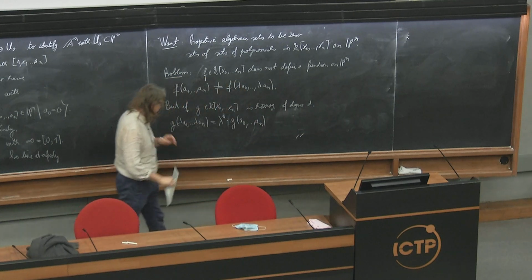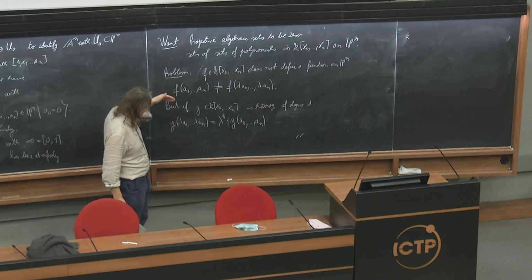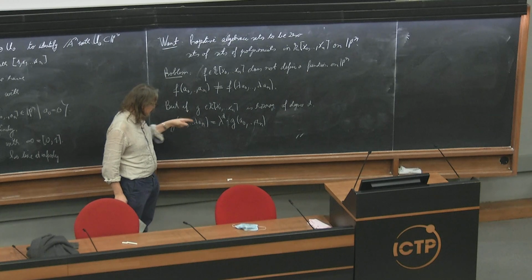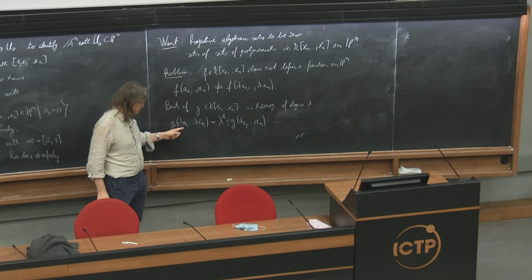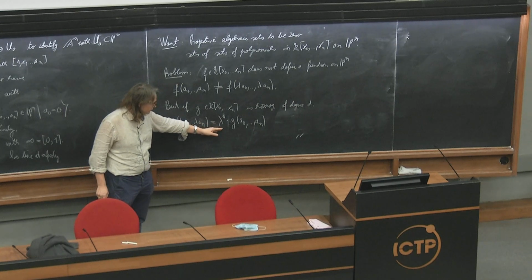If you take any monomial of G, which has degree D, and put lambda A0 until lambda AN into it, then this is lambda to the D times the same monomial with A0 to AN put into it. This is true for all monomials, and so it's true for the whole polynomial.